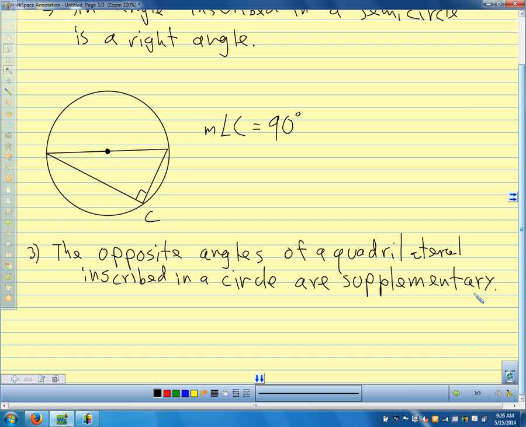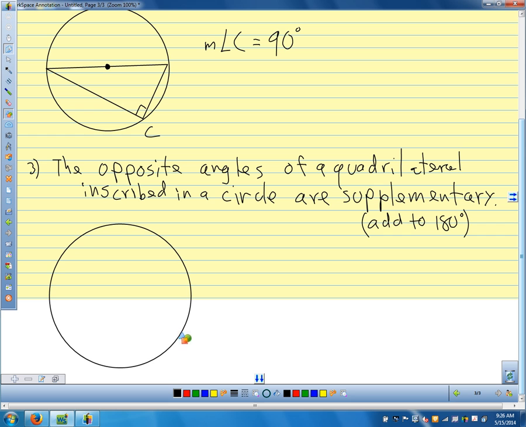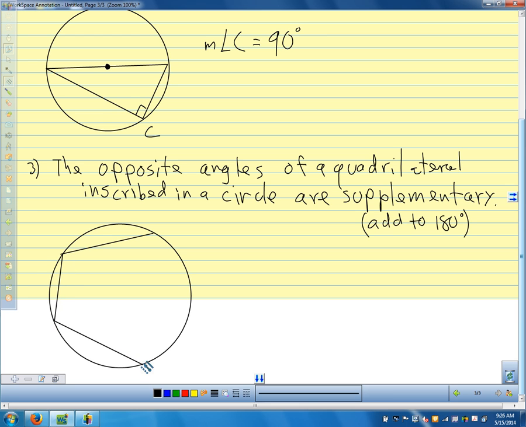Now let's remember, what does supplementary mean? Add to 180. So in our picture here, draw a circle, and we're going to inscribe any quadrilateral. It doesn't have to be any specific kind of shape, as long as it has how many sides for a quadrilateral? It has to have 4 sides.